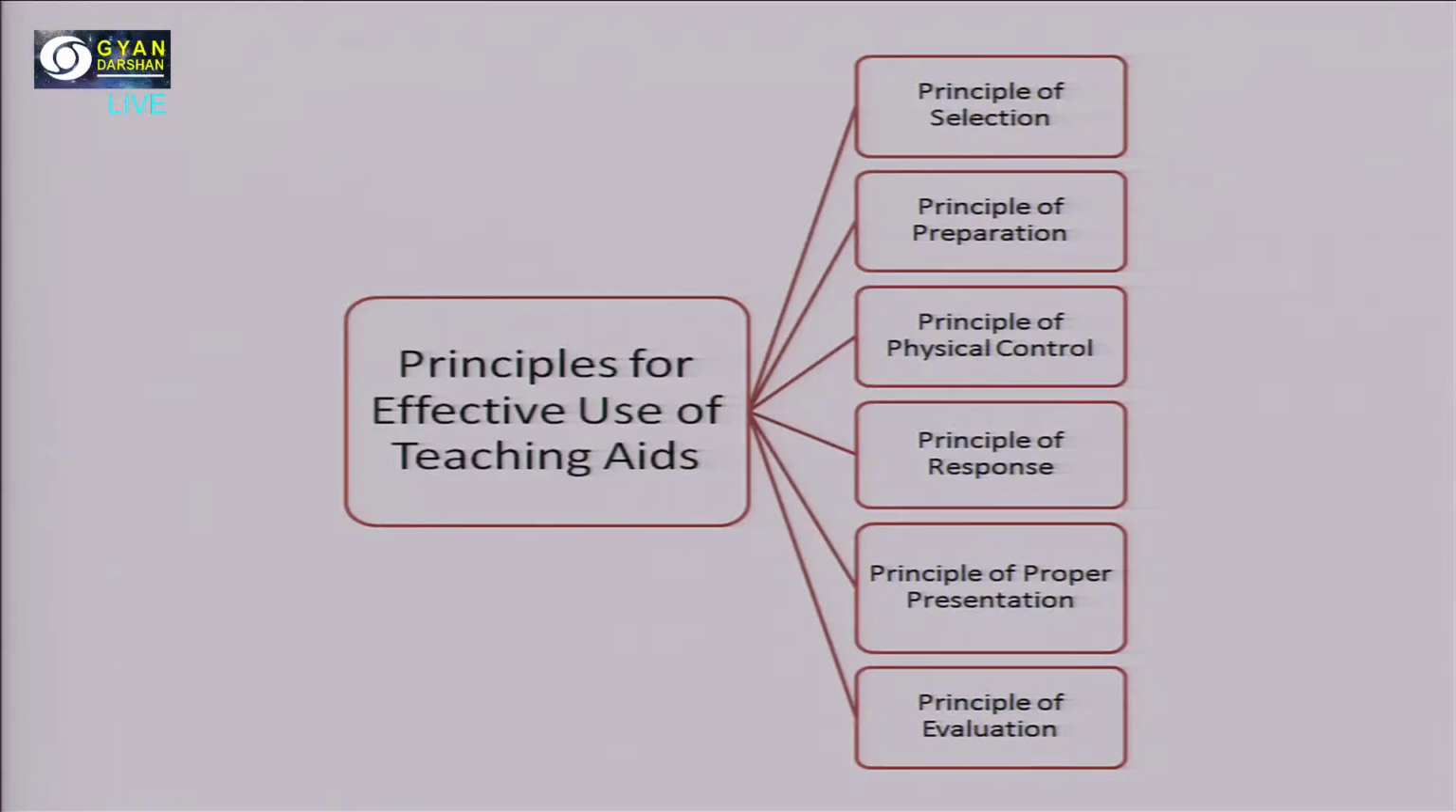Next, coming to teaching aids, what is important is the principles for effective use of teaching aids. From the attributes themselves, we will get an idea. Among the principles for effective use of teaching aids, we can see the principle of selection, principle of preparation, principle of physical control, principle of response, principle of proper presentation, and principle of evaluation. So here we can see the different principles that work when we use teaching aids.